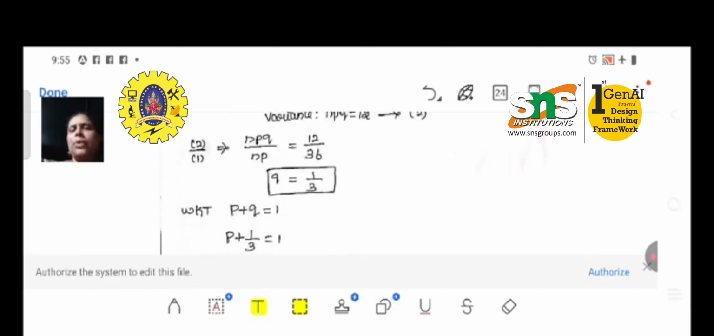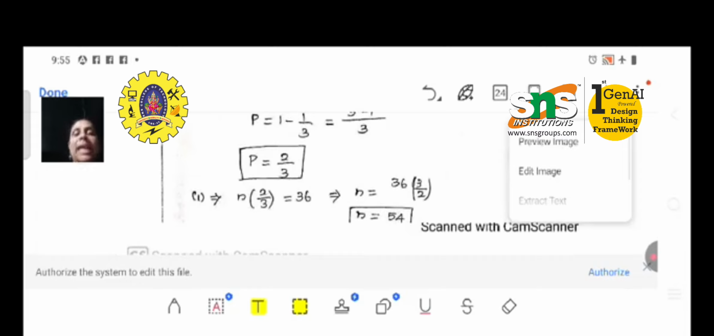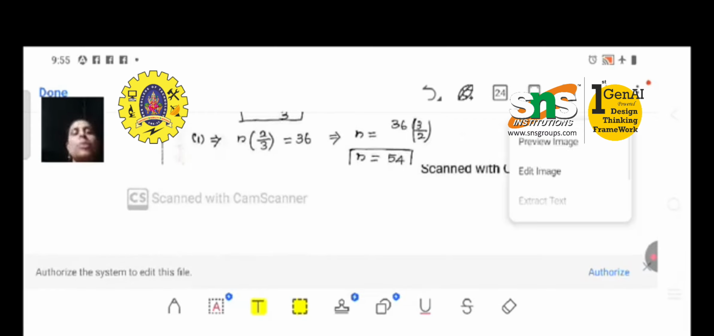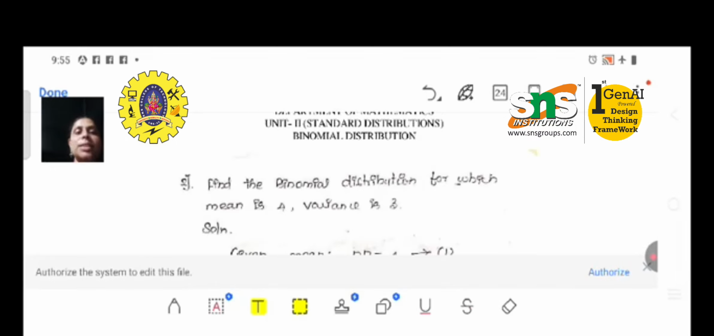Now that we know the value of q, we have to find the value of p. How can we find it? p plus q equal to 1, so we substitute the known value and get the unknown value. Then we want to find the n value using this p value, that is mean, np equal to 36. Here we substitute the p value and we get the n value. So we have the n value, p value and q value. Okay, next we move on to the second one.